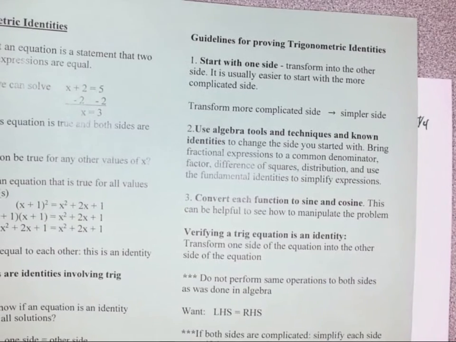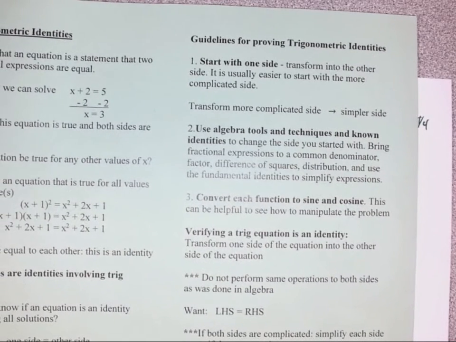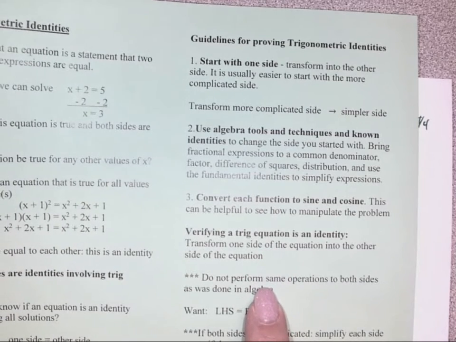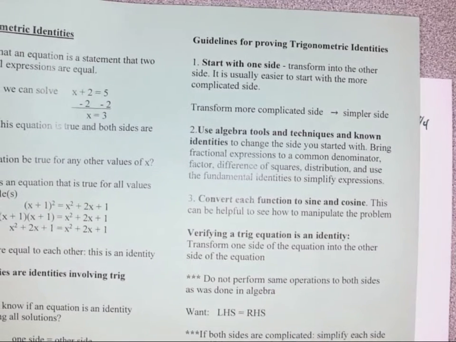When we're actually verifying a trig equation is an identity, transform one side of the equation into the other. We're not going to perform the same operation to both sides like we would have done with algebra.